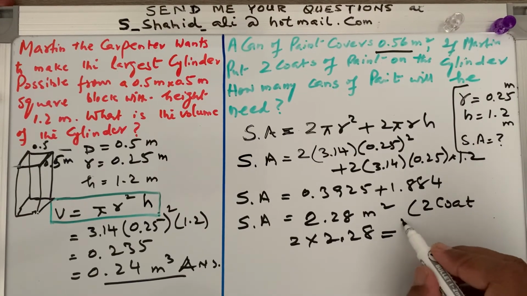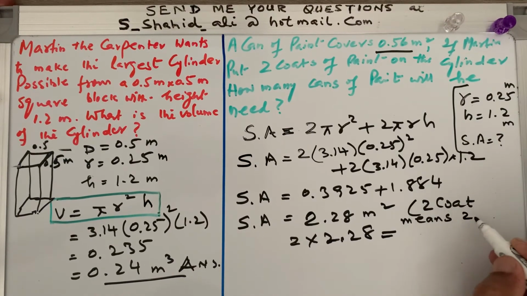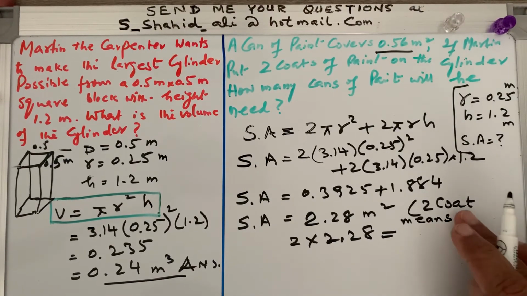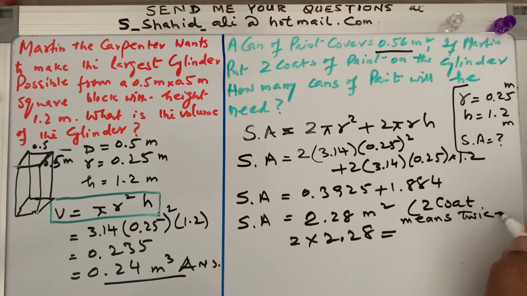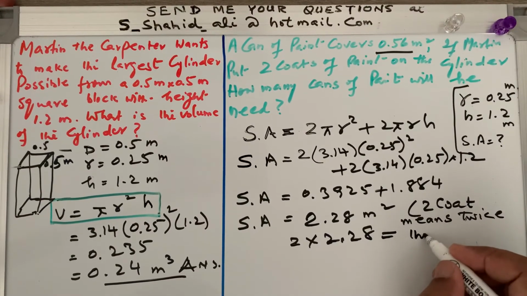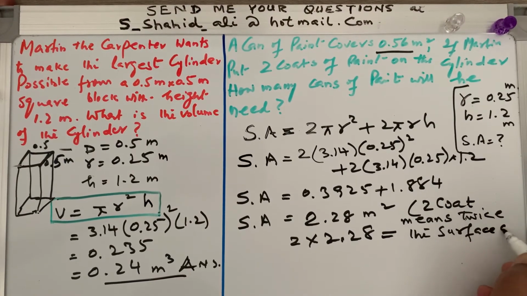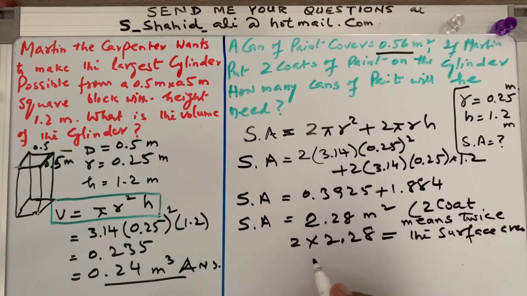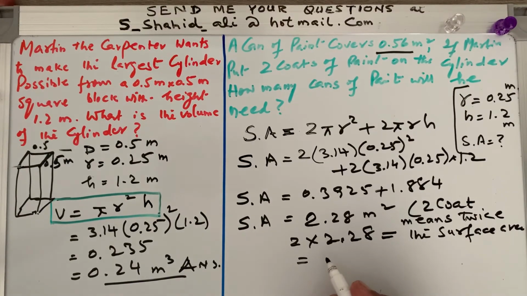2 coats means twice the surface area. So we double it and we get 2 times this, which is how much? And what is covered by one can is 0.56.